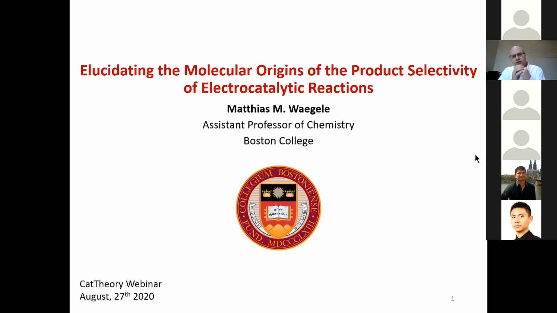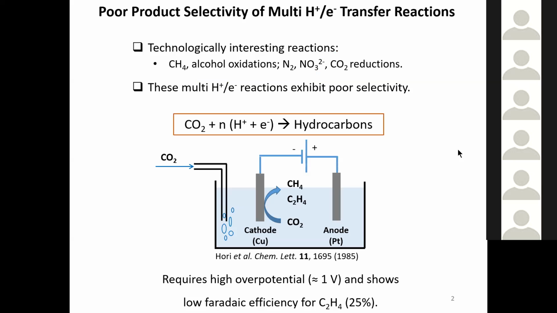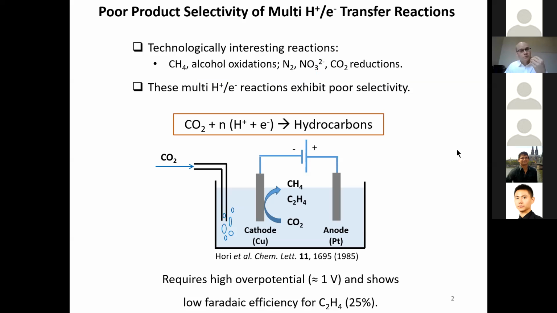Now, my group is interested in electrocatalysis, and many electrocatalytic processes of current interest involve the transfer of multiple protons and multiple electrons. Examples include the oxidations of methane and alcohols, and also the reductions of nitrogen, nitrate, and CO2. And all these processes share a common challenge, namely the poor selectivity for specific desired products. And the electrochemical reduction of CO2 to hydrocarbons is prototypical for this class of reactions. So in this talk, I'm going to focus on this reaction.